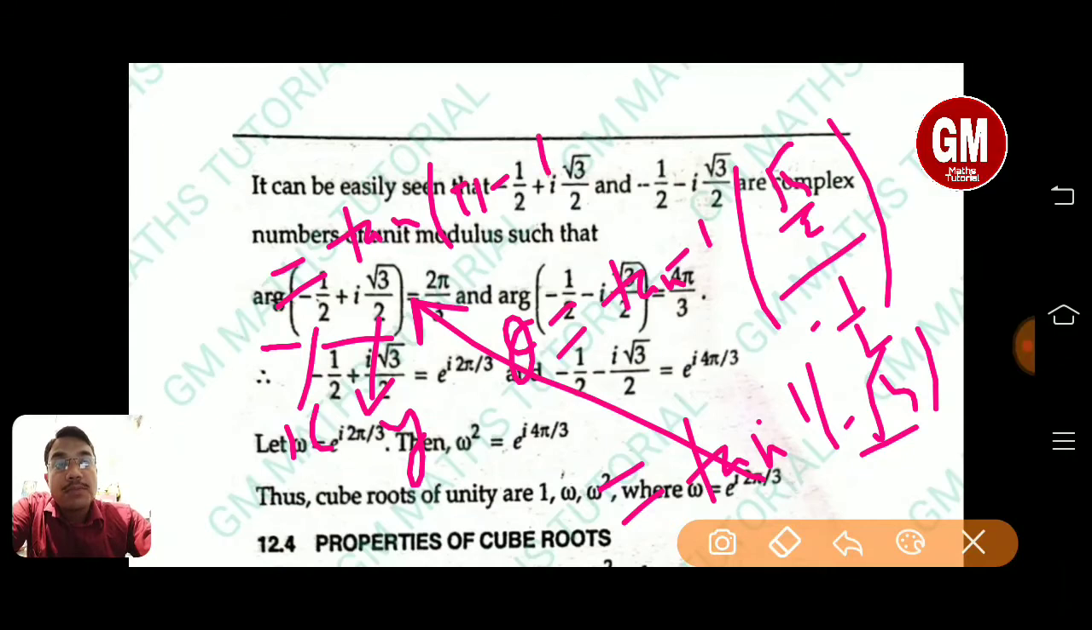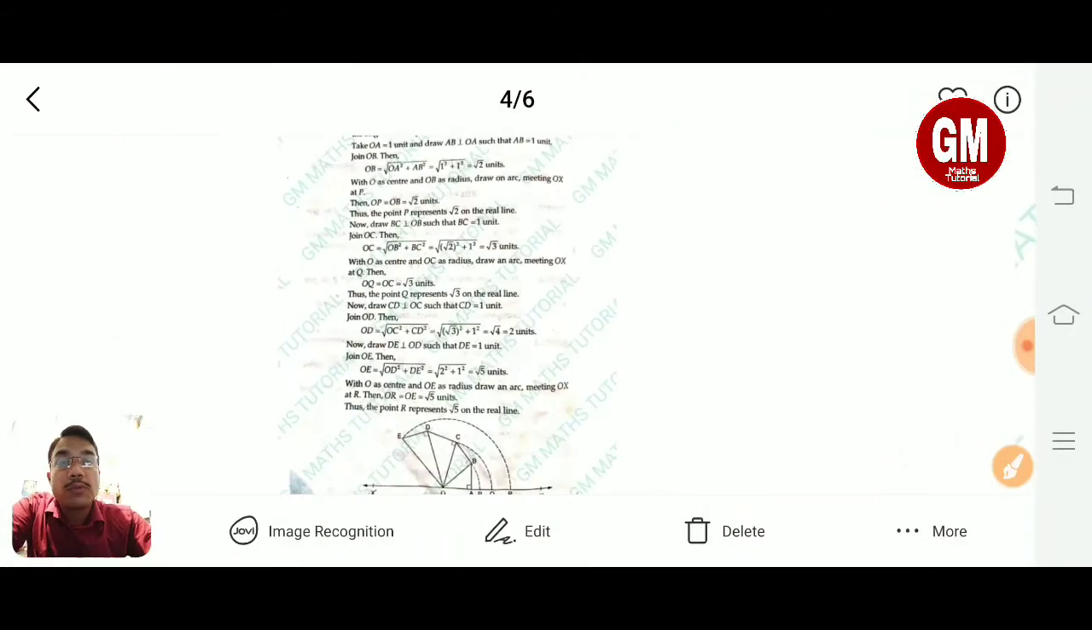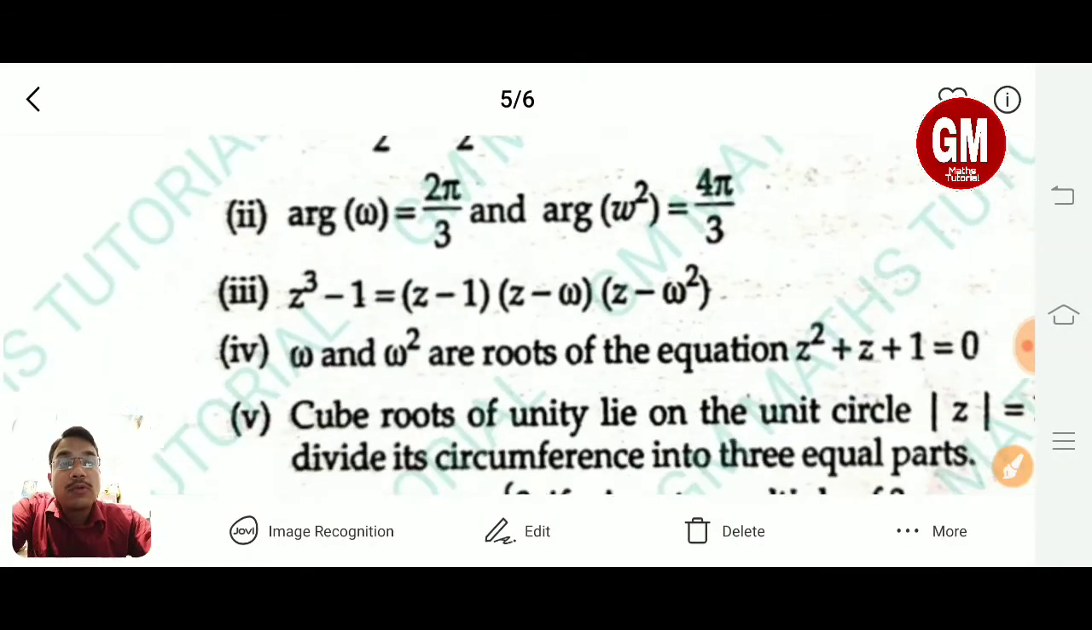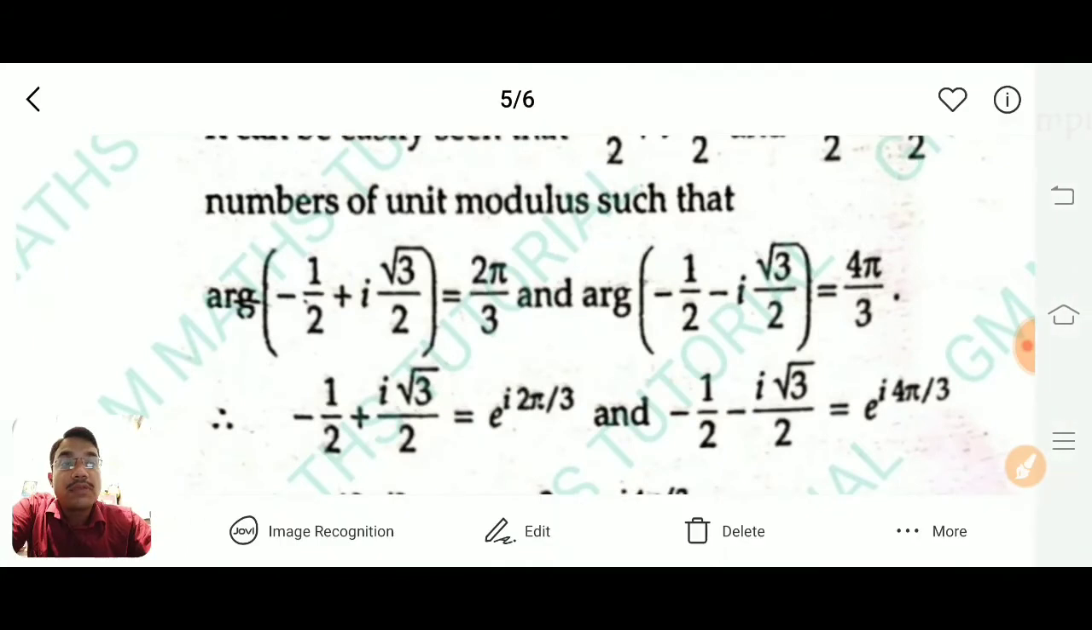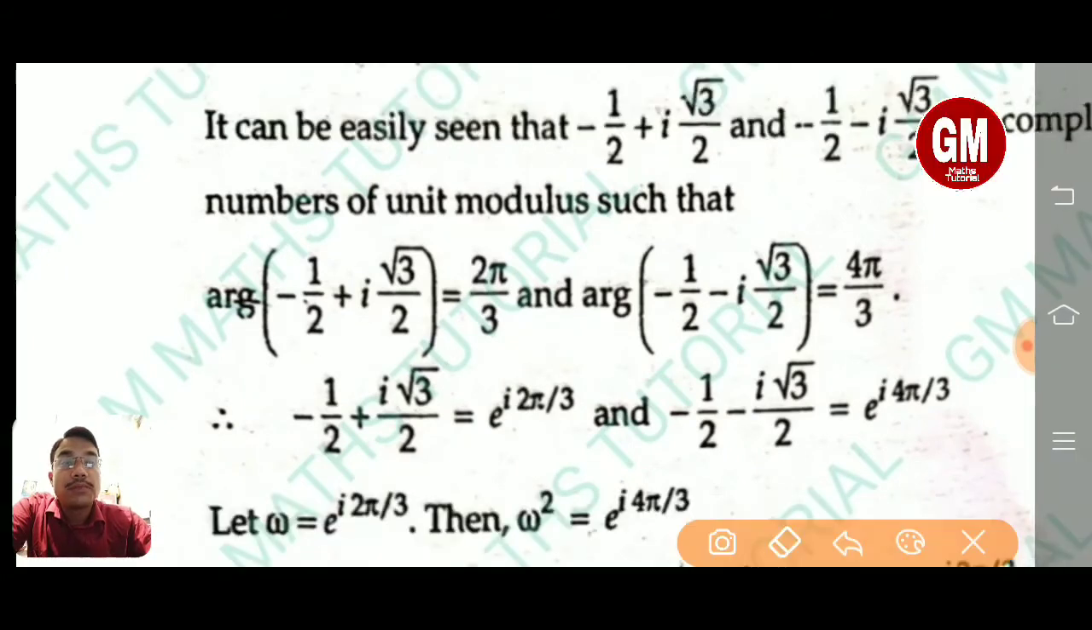pi minus pi by 3, and pi minus pi by 3 will give 2pi by 3. Clear? Now similarly, if we find the argument of minus 1 by 2 minus i root 3 by 2, it will give 4pi by 3. No doubt about that, and you can do it yourself in your notebook.